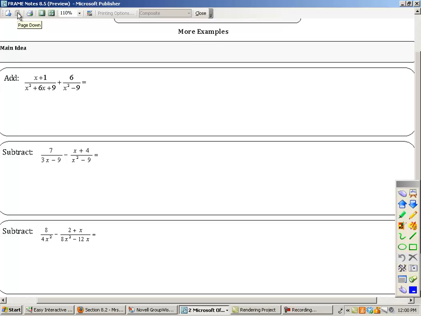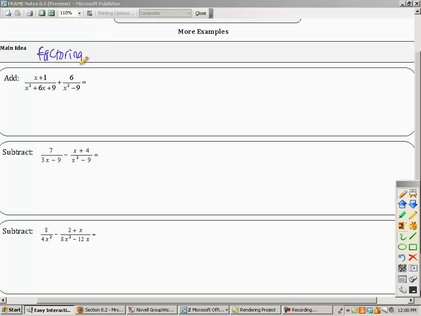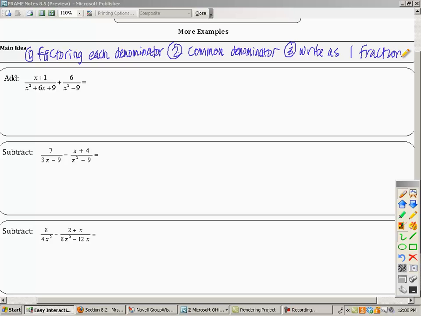Okay, so let's go through. Again, we are going to start by factoring each denominator. Okay, so that's number one, factor each denominator. Then number two, we're going to go back to the front and we're going to make a common denominator. And then the third thing, we're just going to write as one fraction. Again, keep in mind, denominator needs to be factored, numerator needs to be actually multiplied out.